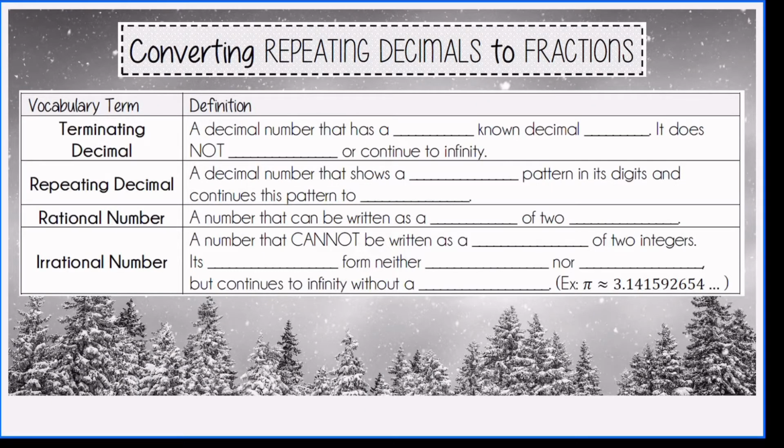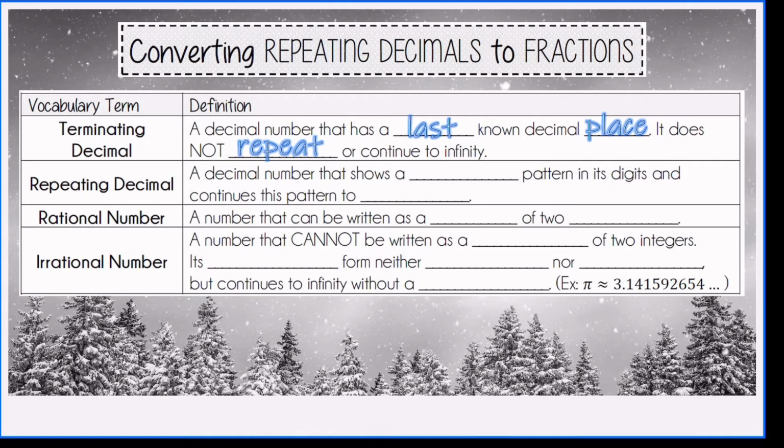So let's go into repeating decimals to fractions. What is a terminating decimal? Remember we talked about this with our rational and irrational. Well, it's a decimal number that has a last known decimal place. So a terminating decimal, we know it's going to end. It does not repeat or continue forever. It terminates, it ends, end of story. The ones we just did, the 1/2, the 1/4, the 2/4 and 3/4, those are terminating, they ended.